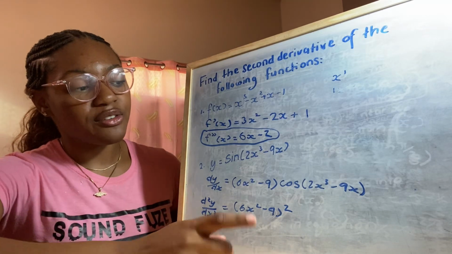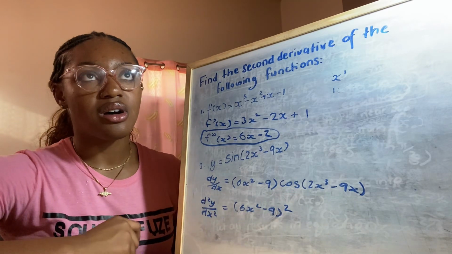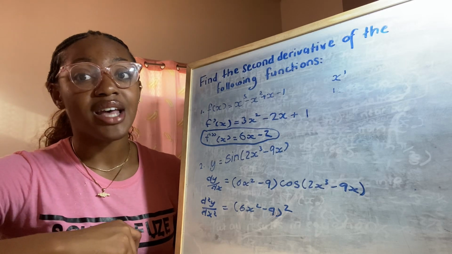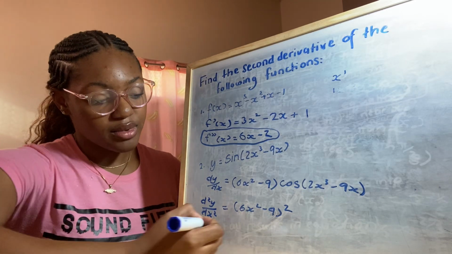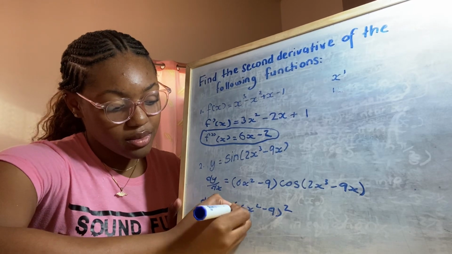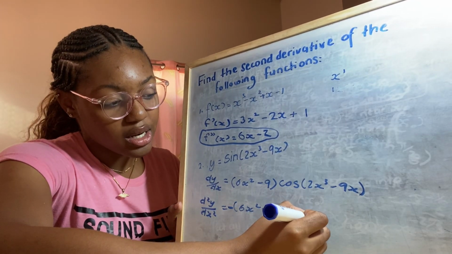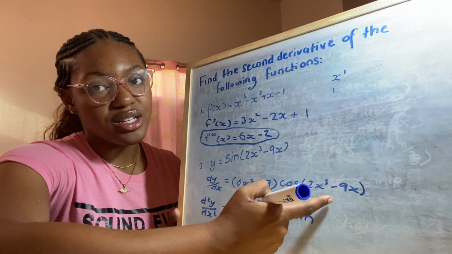Yeah, next you're going to differentiate the ratio. So cos differentiated would give us negative sine. So what I can do is put the negative right here. And then I'm going to write sine. And then remember that this remains the same.